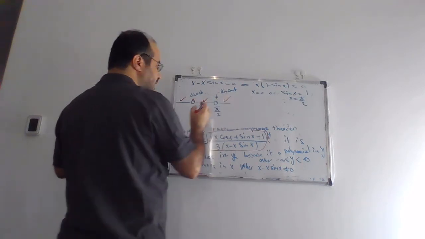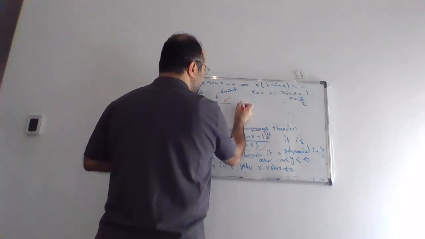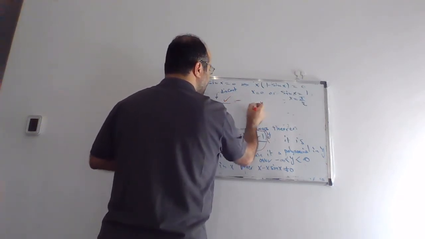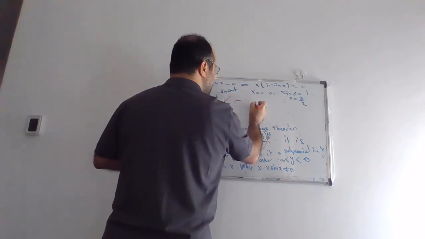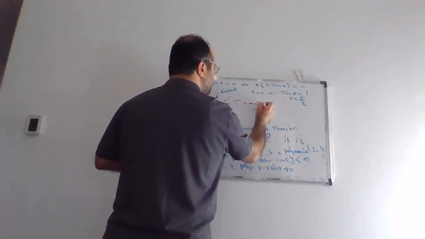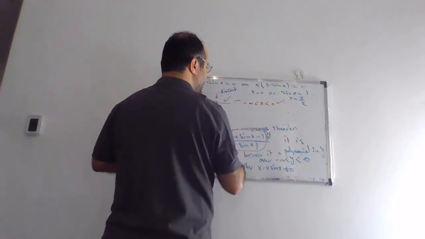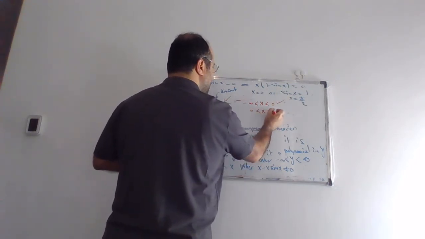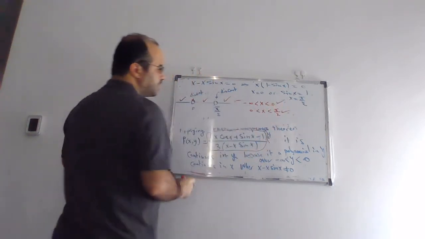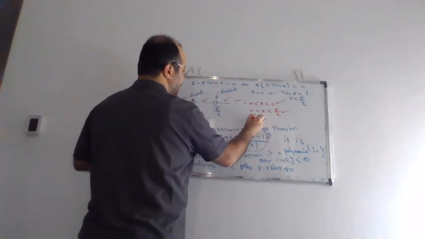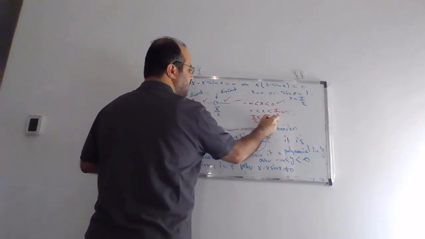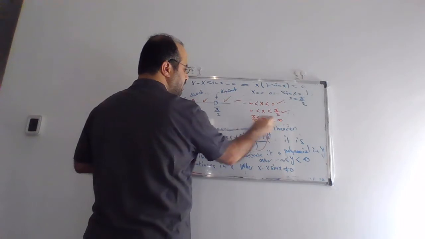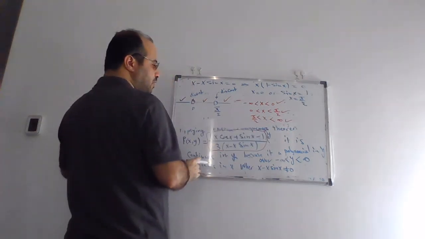So for x, continuous. Let me go with x. If x is less than 0, which means minus infinity to 0, it is okay. And x between 0 and pi over 2 is also okay. And x bigger than pi over 2, less than infinity, is okay. So this one is okay, this one is okay, and this one is okay.